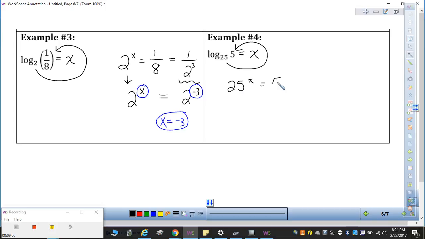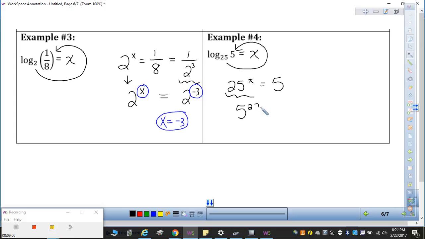All right. The last one may seem a little strange. We have a base of 25 on the left, which is a bigger number. A bigger number raised to something is equal to a smaller number over here of 5. But if we think about getting these to be the same base, we could actually rewrite 25 as 5 squared.